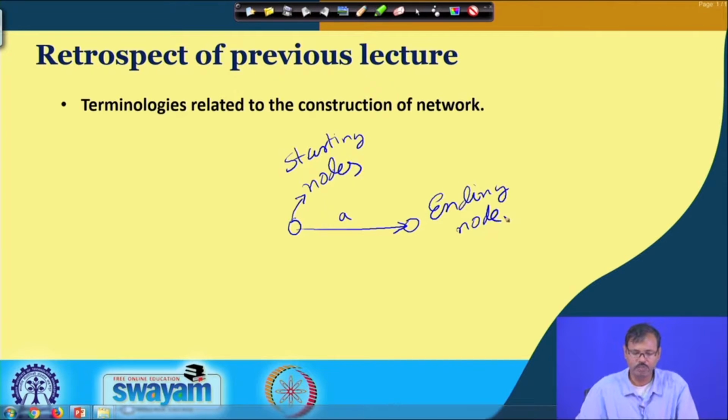And the activity or job is denoted by a sign A, it may be small a, it may be capital A, it may be B, C, D, whichever it is, and we mention its time of duration, say T.